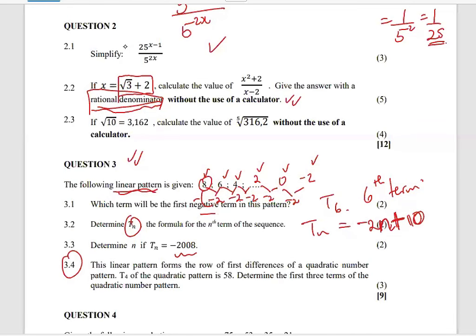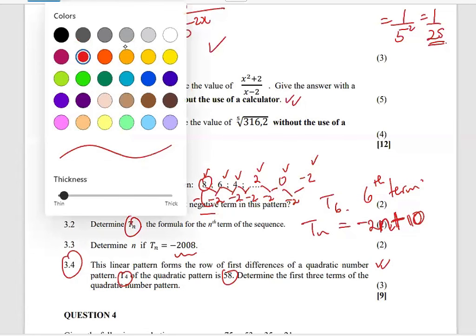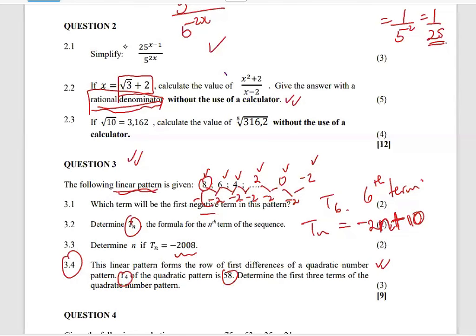3.4. This linear pattern forms the row of the first difference of the quadratic. T4 of the quadratic is 58. Determine the first 3 terms. Okay, so let's interpret this question this way. With a quadratic pattern, we have 2 differences. This is T1, T2, this is T3, and then T4. Let me just erase it and put it nicely.